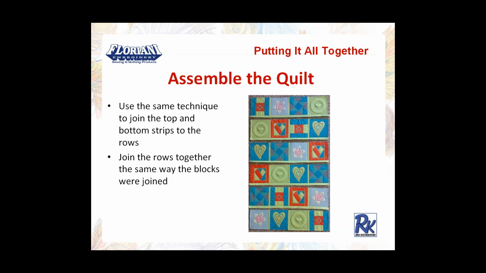The next thing we're going to do is use that exact same technique to join all of the blocks in all the rows, and then do the same thing with strips to join all of the rows together. We're going to use the same technique of putting the sashing strips on just like we did for the blocks, pressing them, using the applique Wonder Tape and joining them. In this case, we're going to be treating our row as if it's a giant long block.